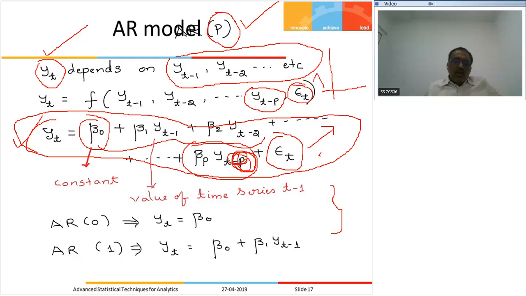Now, as shown here, suppose we take only 0, that means we are considering only yt equal to beta naught. Then we call it the AR with 0 model. Suppose we take 1, then it is yt equal to beta naught plus beta 1 yt minus 1. That means we are trying with a k equal to 2 window in our simple averages or weighted moving averages model. Next is AR2, which is beta naught plus beta 1 yt minus 1 plus beta 2 yt minus 2.